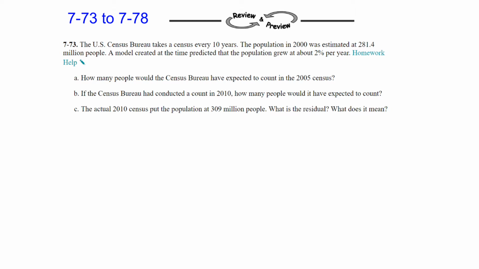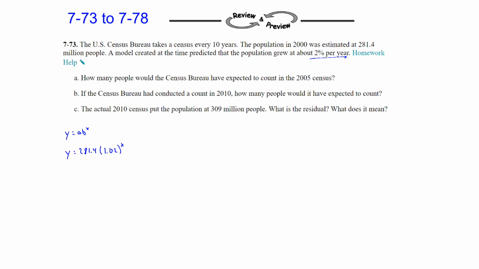So we could really set this up a couple different ways, as you guys know. We could use a table, but we really want to know a couple things. We could also use an equation. Because this is going to grow at a rate of 2% per year, we need two values. We need the initial, which is 281.4 million people. And then we also need the multiplier, but it tells us it grows at 2% per year. So that's 1.02. Remember, 2% is added on to the 100%. And then we have our equation.